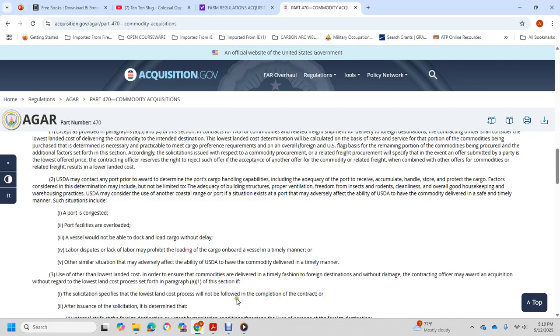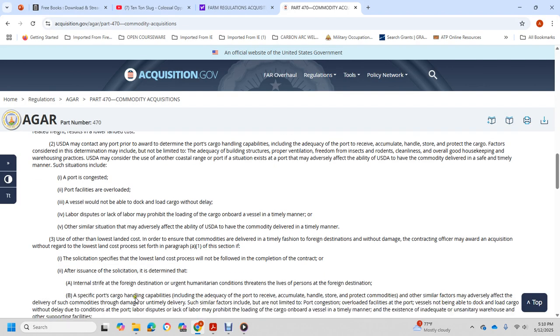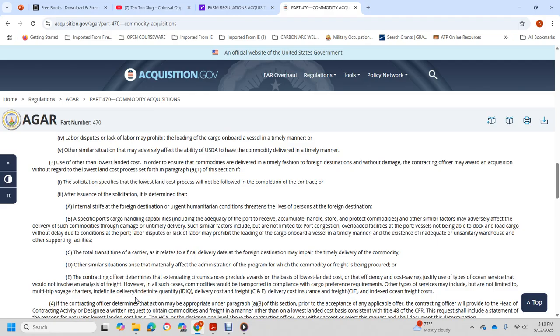The solicitation specifies the lowest landed cost process if not filled with the completion of the contract after the issuance of the solicitation, or if determined internal strife or urgent humanitarian conditions threaten the life of persons at the foreign destination, specifically port cargo handling capability, the adequacy of the port to receive, accumulate, handle, store, and protect commodities, or similar factors adversely affected by the delivery of such commodity with damages or untimely delivery.